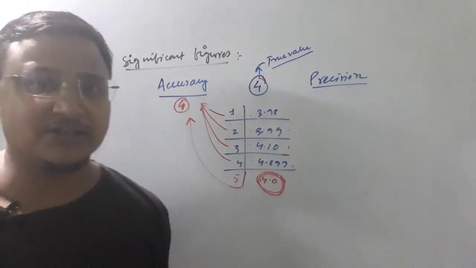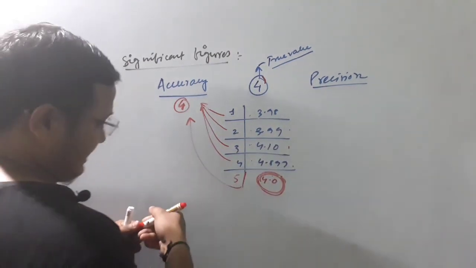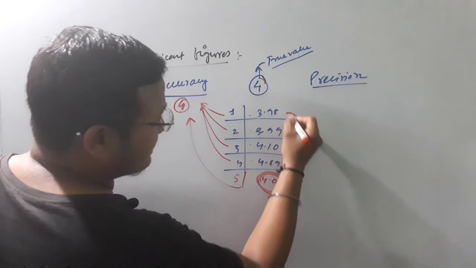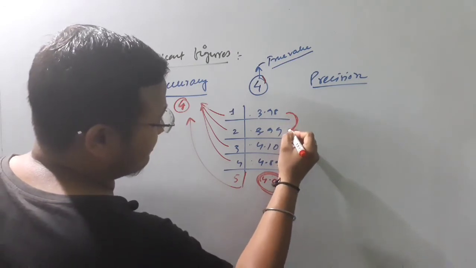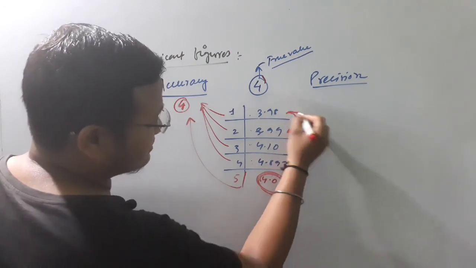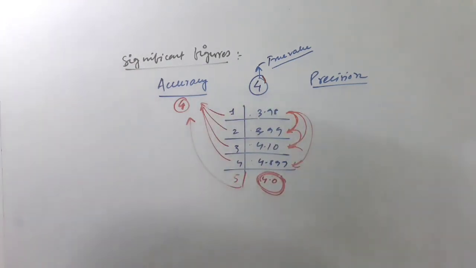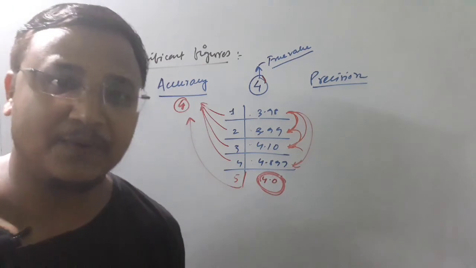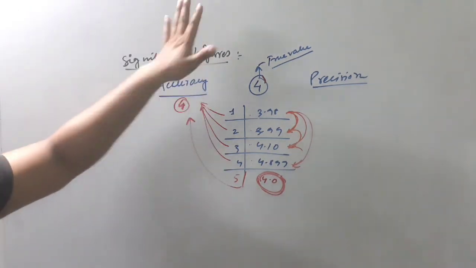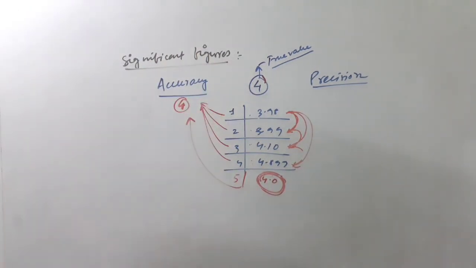And when we are talking about precision, it means what? It is the closeness among all the experimental values. How close this value is with this, or how close with this, or how close with that. So closeness among all the experimental values is what we are talking about: precision. Okay, I hope you guys have understood the things with this particular example.